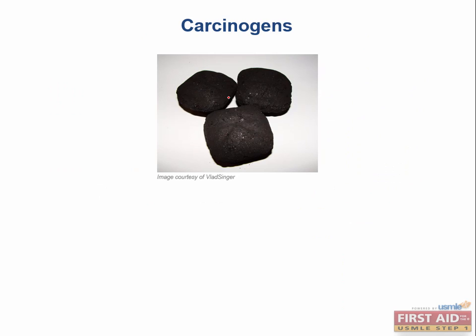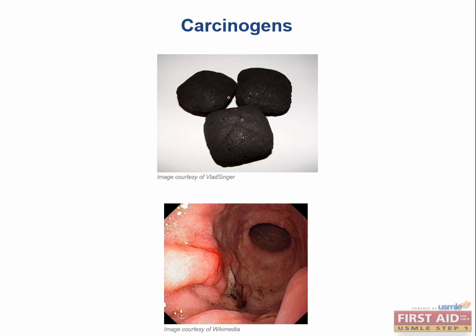All right, charcoal. Smoked meats and charcoal grills, especially in Japanese countries, are associated with what types of cancer? Gastric, the stomach, all right? There's toxins in the charcoal that actually can cause gastric cancer, and it's especially prevalent in Japan, so know that association. The boards like associations.